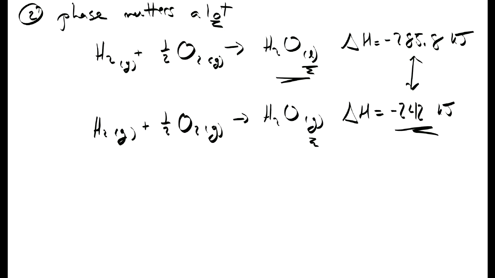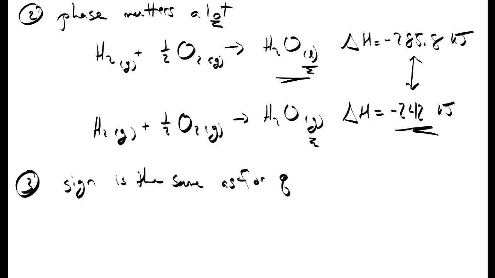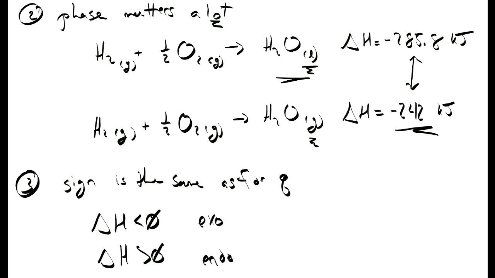Also quieter. And finally, the last thing we're looking at, the sign convention stays the same as for heat. So delta H less than zero means you're releasing heat to the surroundings, and that is exothermic. Delta H greater than zero is endothermic. You're having to put heat in for the reaction in that case.